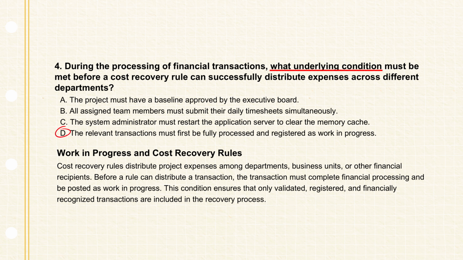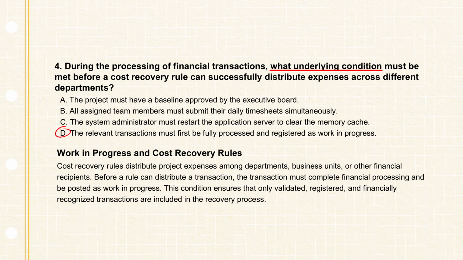Until the transactions reach WIP status, the system cannot distribute the expenses according to the recovery rule. So what is fundamentally changing in the database when a transaction shifts to work in progress, or WIP, status? Why is that the mandatory threshold? It's really about locking the record to prevent race conditions. When a transaction is initially logged, it is in a mutable state. Meaning it can be changed. Right. It can be edited, rejected, or just deleted entirely.